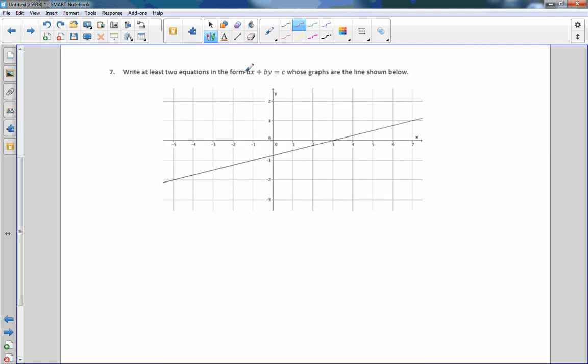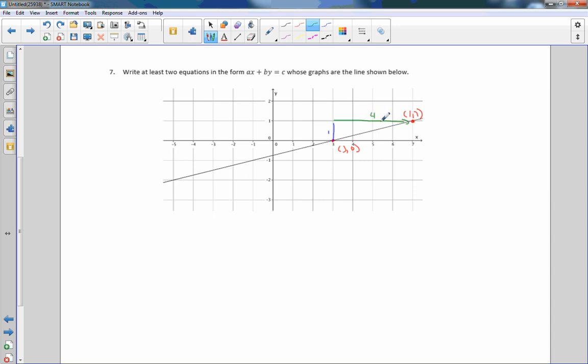Number 7 says to write at least 2 equations in the form of ax plus by equals c whose graphs are the lines shown below. Okay, so I do not have an integer for my y-intercept, so I will not use my intercepts to answer this question. But I do have my x-intercept, which is the point 3, 0. And then I'm going to look for another integer, so I have to go over to here. That's not an integer, neither is that, but this one is right on a corner, and that is the point 1, 7. So that means I went up 1 and to the right from 3 to 7, which is a distance of 4.